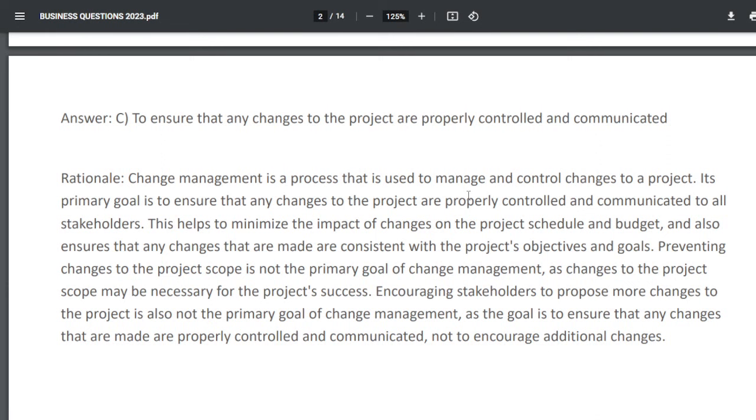Preventing changes to the project scope is not the primary goal of change management, as changes to the project scope may be necessary for the project's success. Always have in mind a hybrid mindset when you're answering these questions, because this could actually be from an agile or hybrid or predictive perspective. Encouraging stakeholders to propose more changes to the project is also not the primary goal of change management, as the goal is to ensure that any changes that are made are properly controlled and communicated, not to encourage additional changes.